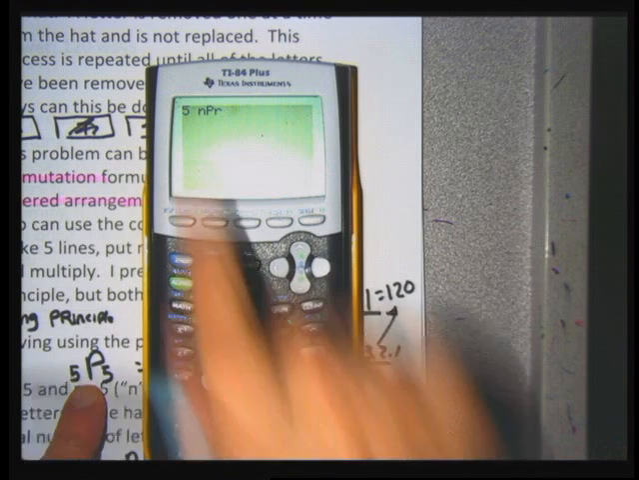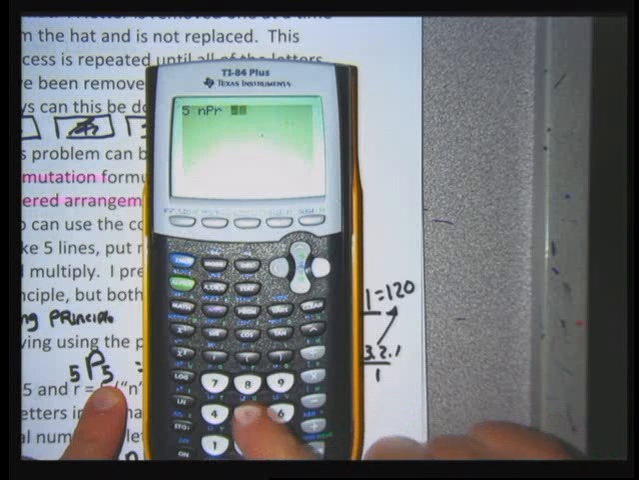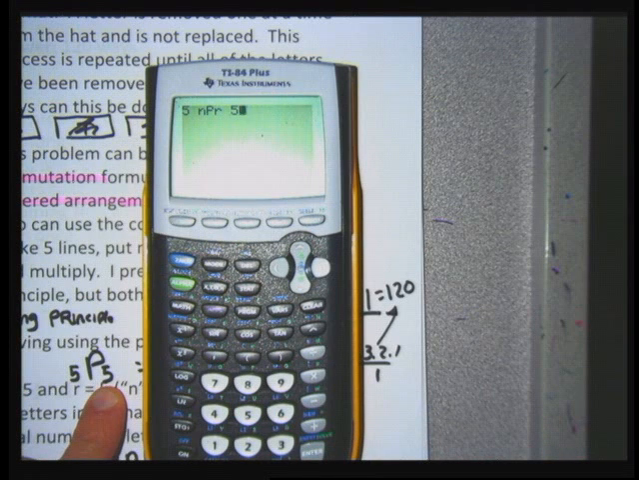It's going to put 5 in for the N, and now I have to tell it to put 5 in for the R, so now I'm going to type 5 again. So what this is telling me is I'm going to use the permutation formula, and the number to the left of the formula is going to go in for the N, so the 5 is going to go in for the N. The number to the right of the formula is going to go in for the R, the 5 is going to go in for the R. And when I hit enter, it gives me the 120.